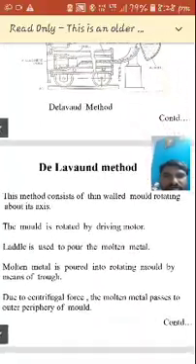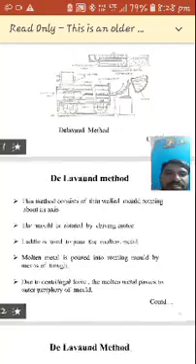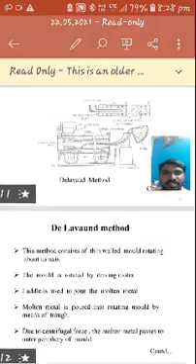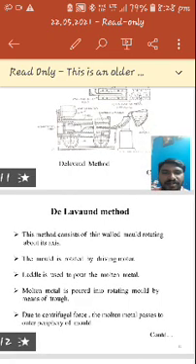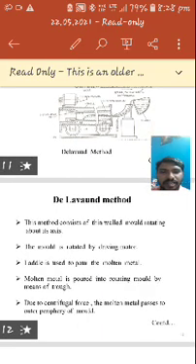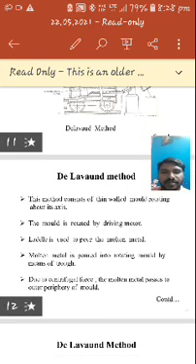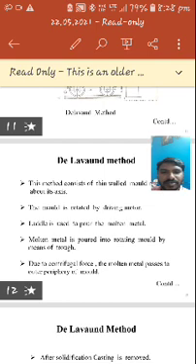Let's discuss how the process begins. This method consists of a thin wall mold rotating about its axis. The mold is rotated by a driving motor. The ladle is used to pour the molten metal, and the molten metal is poured into the rotating mold.